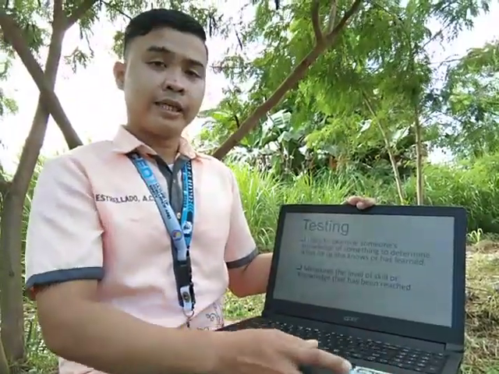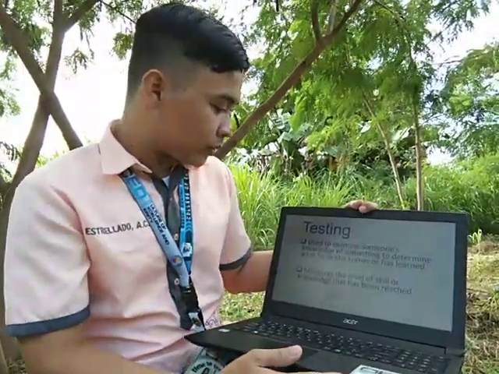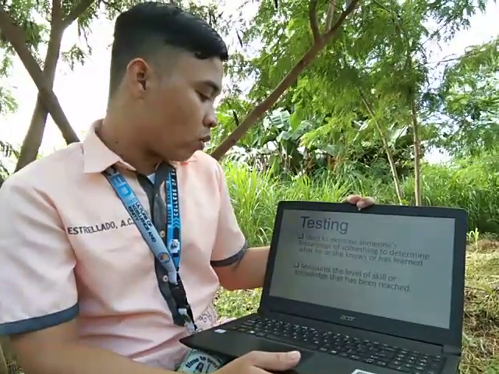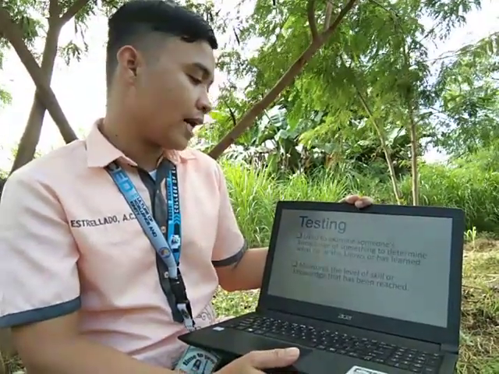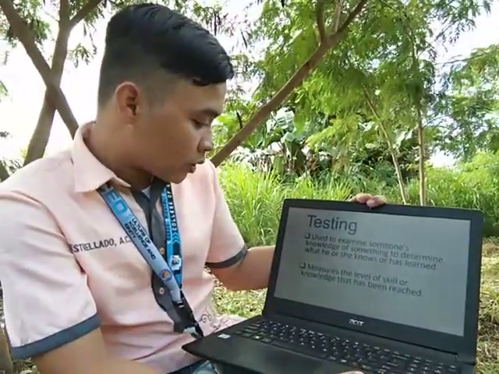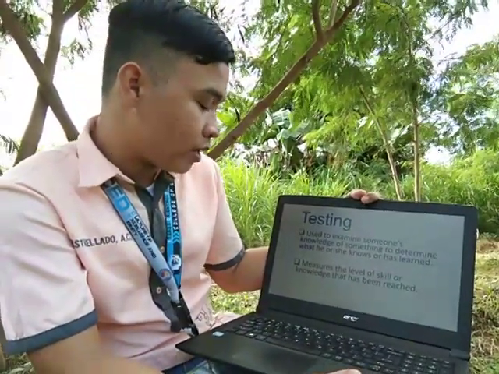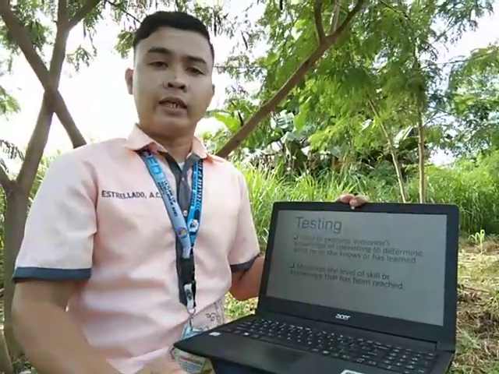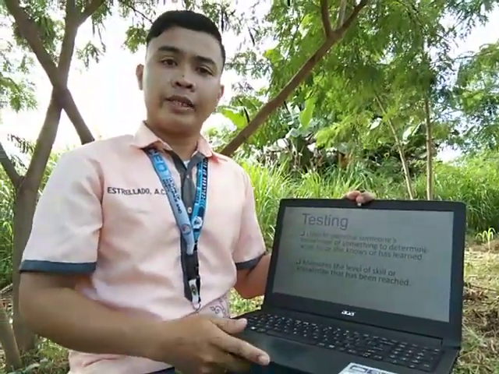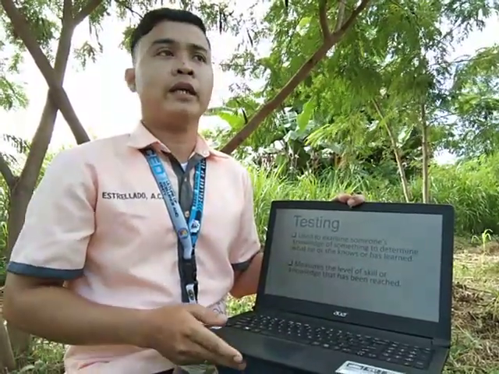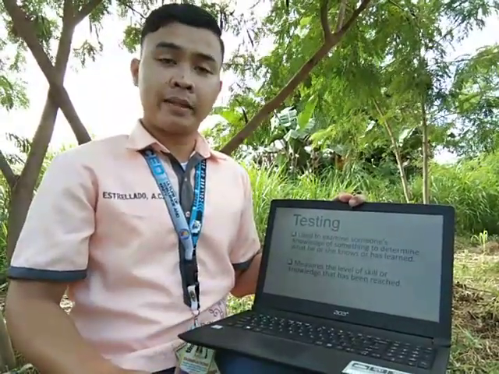So next is testing. So testing is used to examine someone's knowledge of something to determine what he or she knows or has learned. So it also measures the level of skill or knowledge that has been reached. So class, here in testing, this involves periodical tests. It could be midterm and final examination.